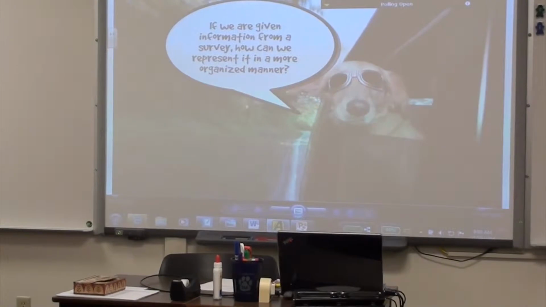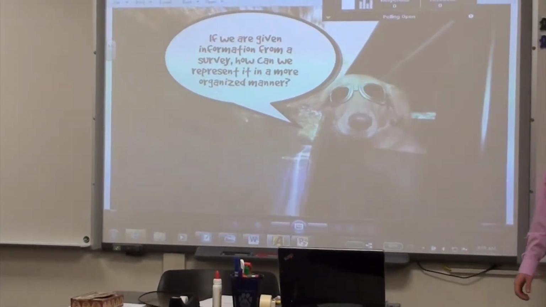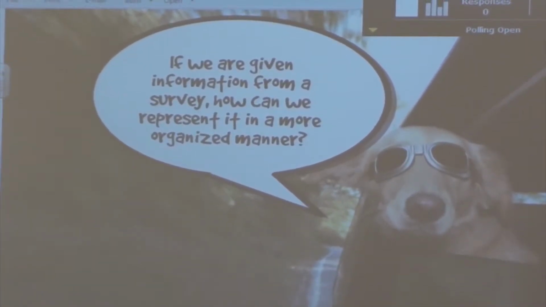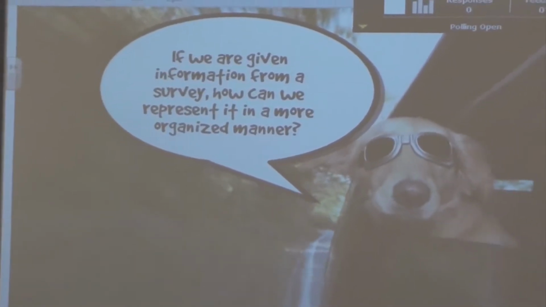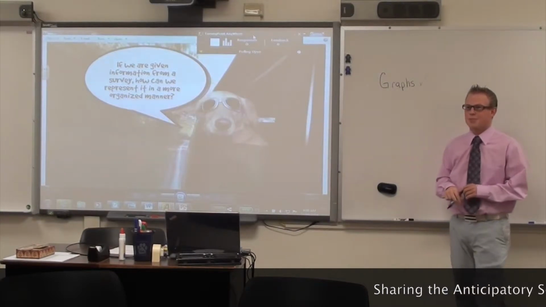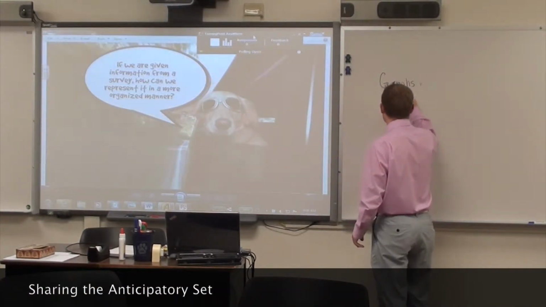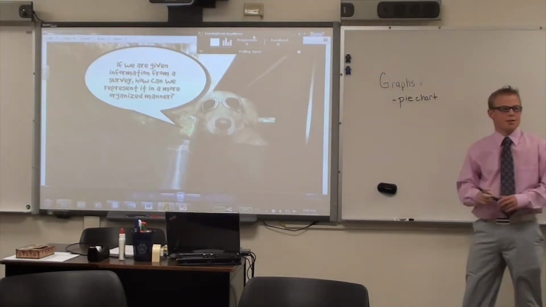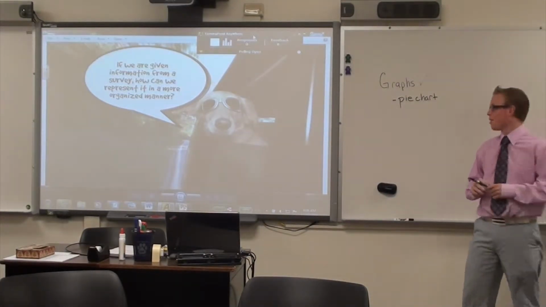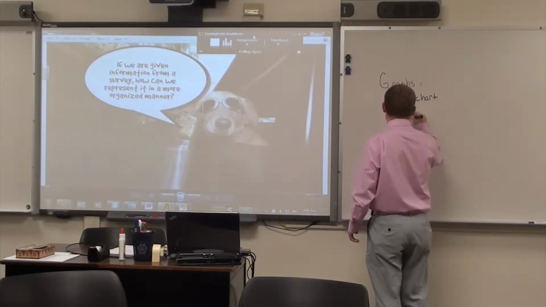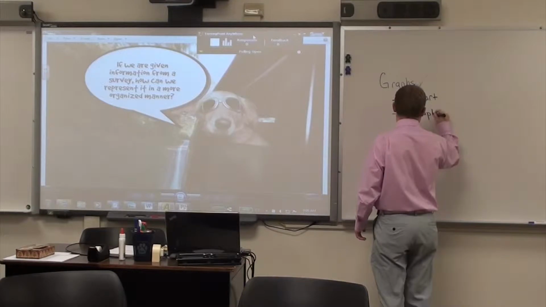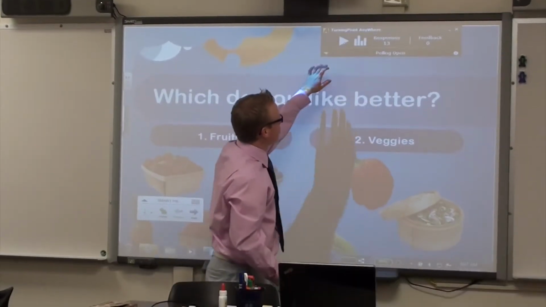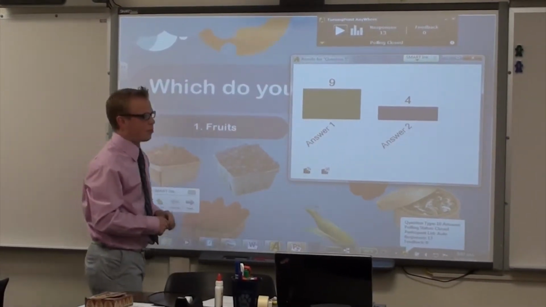I will read it. Think to yourself for 15 to 20 seconds, pair up, and then we're going to share it. The question is, if we are given information from a survey, how can we represent it in a more organized manner? We said graphs and a pie chart. Pie chart. So a more specific type of graph. We said bar graphs. Bar graph. So we have 9 for fruits, 4 for veggies.